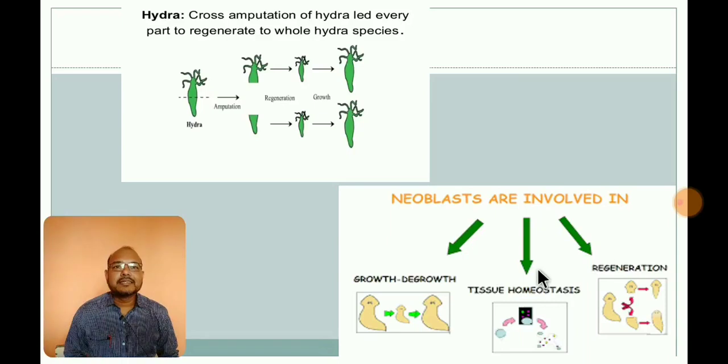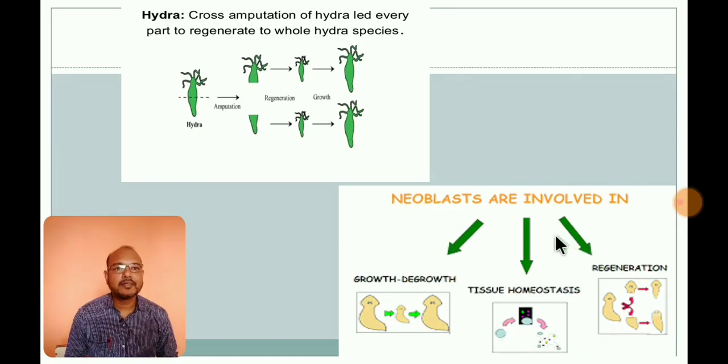Here we see Hydra and planarian, invertebrates that show regenerative power. Cross amputation of Hydra leads every part to regenerate into a whole Hydra. When the Hydra is cut at the middle portion, the amputated parts regenerate, so we get two different Hydra from the one Hydra. That is the regenerative aspect.